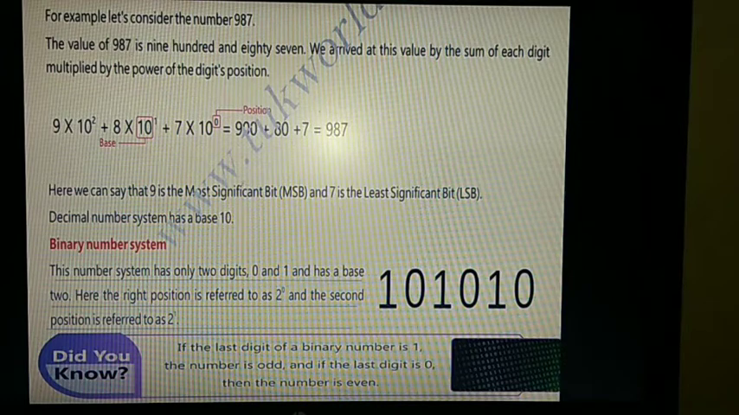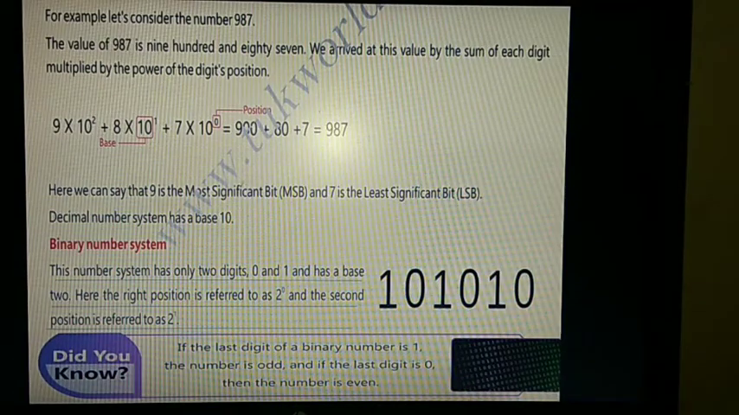The same way, the position of the numbers will always be counted from the right hand side, and it will start from 0. The same thing has been written over here. This number system has only two digits, that is 0 and 1, and has a base of 2. Here the rightmost position is referred to as 2 to the raise of 0, and the second position is referred to as 2 to the raise of 1, and so on.